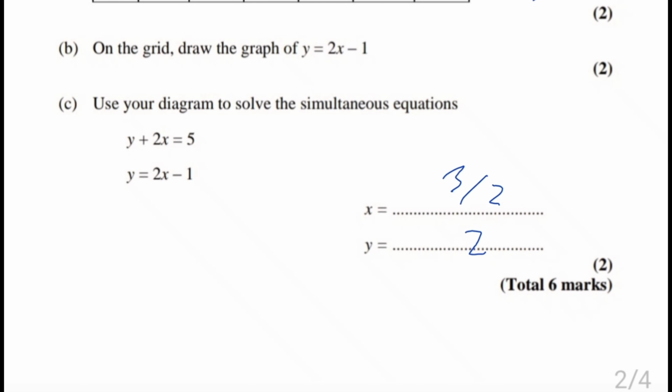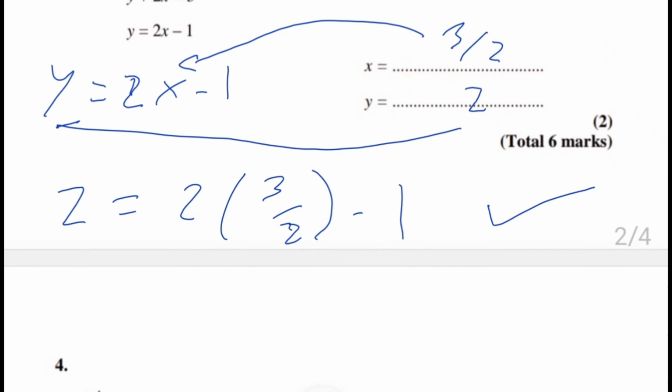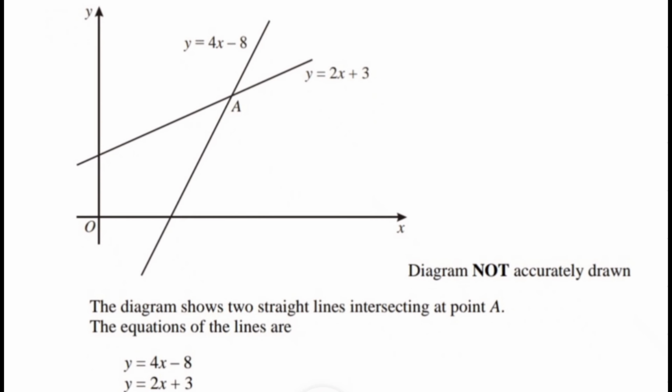And this is 6 marks, guys. So through that whole process, we got 6 marks, and we did it in less than 6 minutes. So you can see that using this method is very quick and very simple. We substitute these in to either equation to verify that they're correct. And as you can see, 2 times 3 over 2 minus 1 is indeed 2.